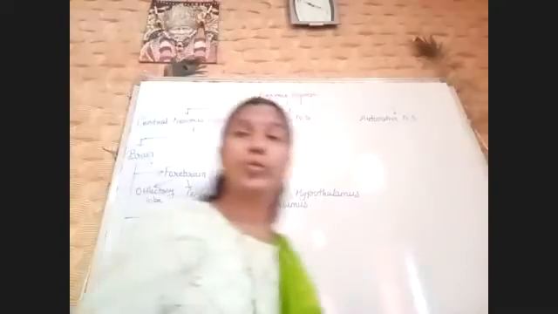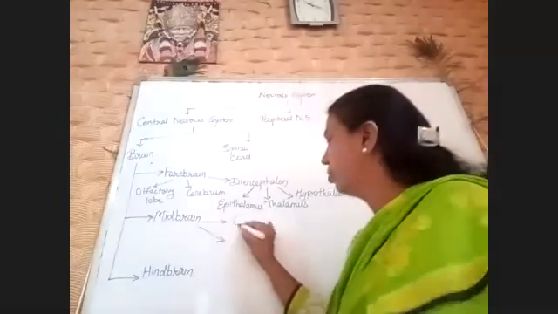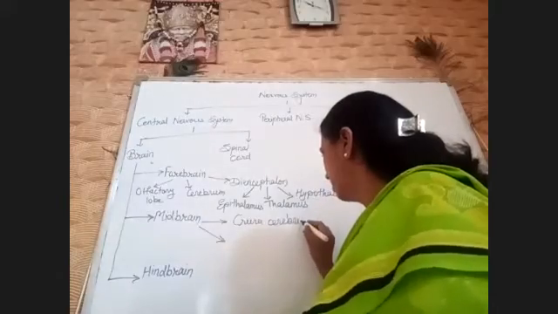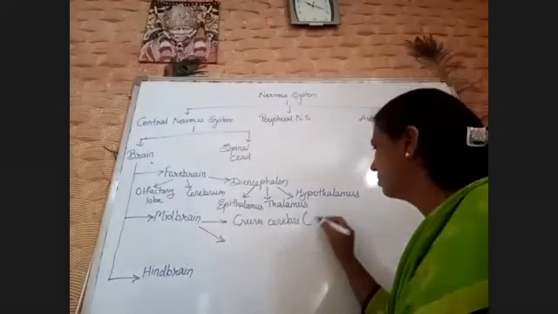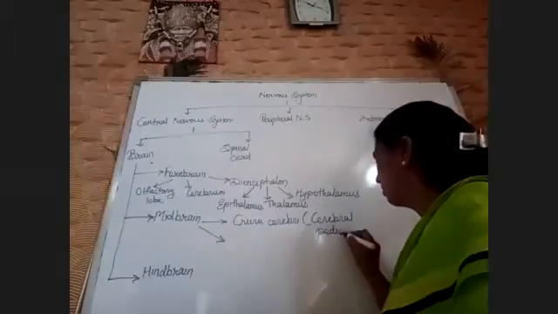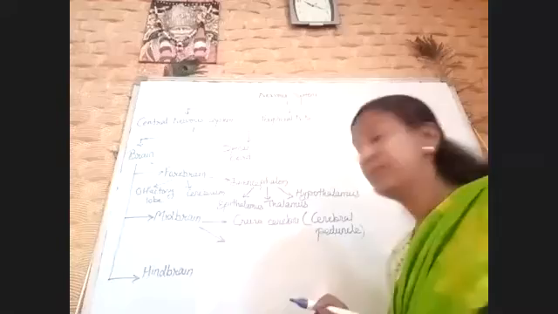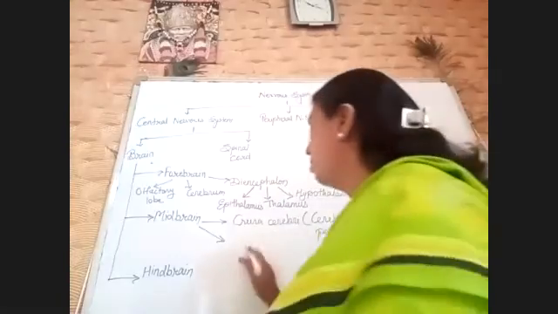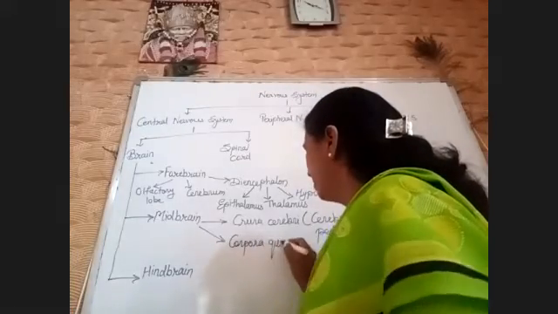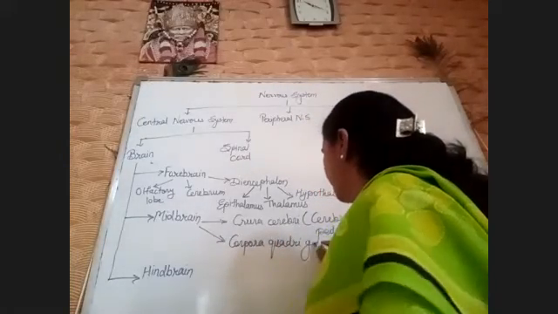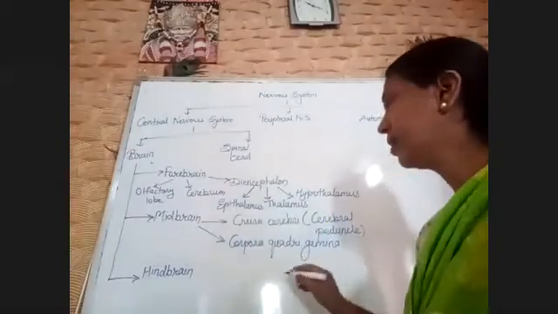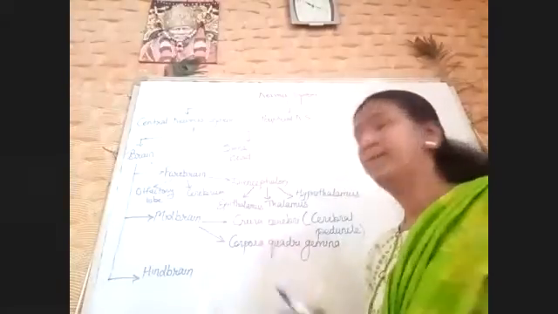So it consists of 2 parts. One is crura cerebri, or it is also called cerebral peduncle. It is also called cerebral peduncle, and the second part is corpora quadrigemina. Corpora quadrigemina. So these are the different parts of this midbrain.